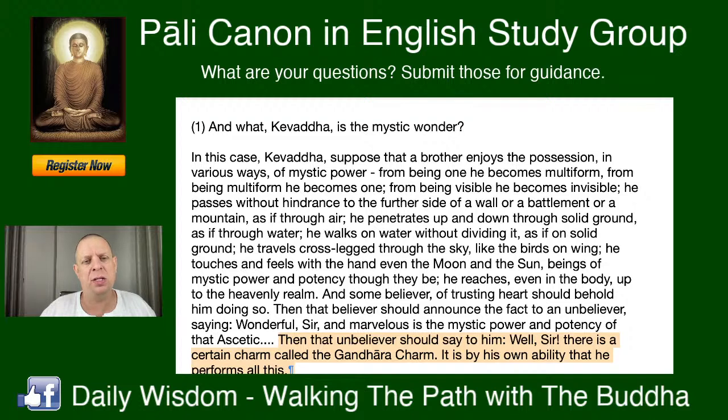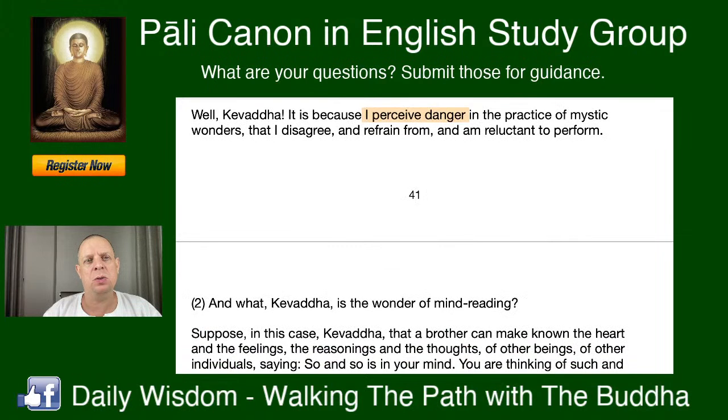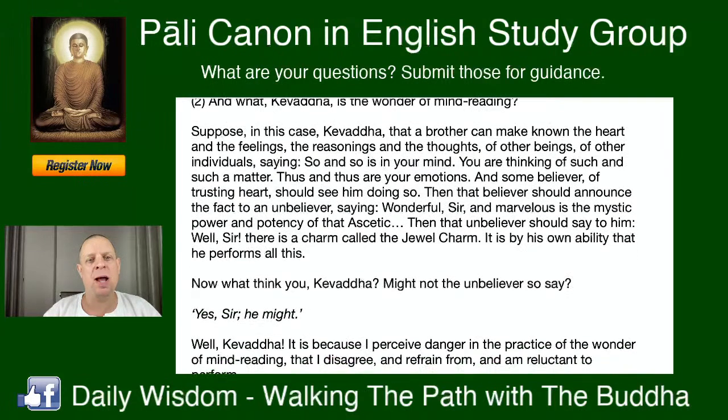This person who's sharing the teachings to get to enlightenment, performing this kind of miracle, essentially, is what the Buddha is describing here. So the Buddha's seeing that there's this danger in him performing any kind of miracle, so he doesn't do that. He's saying he disagrees with it and he refrains from it. He's reluctant to perform it.